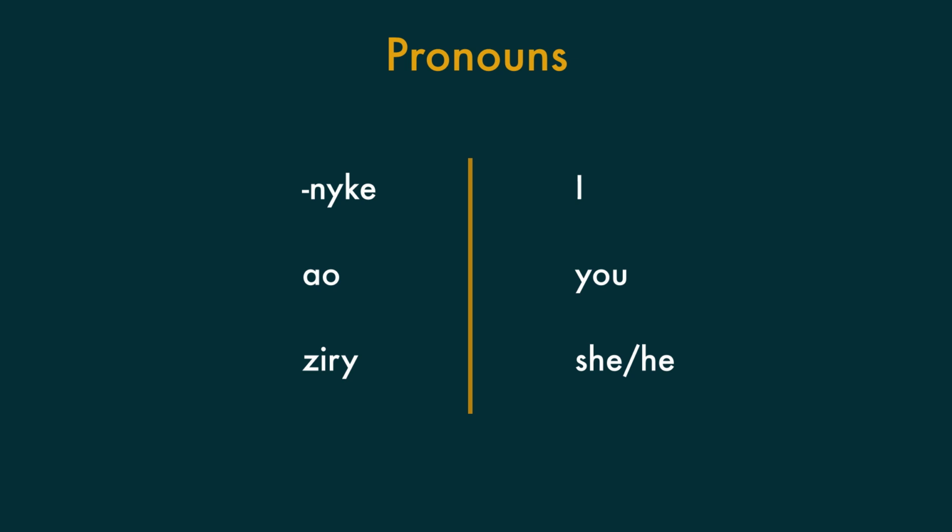When it comes to pronouns, High Valyrian is a pro-drop language. A pro-drop language is where certain pronouns can be omitted when the subject referred to is grammatically inferable. English is not a pro-drop language because we use pronouns everywhere. However, High Valyrian is not a 100% pro-drop language because pronouns do exist. They are Nike for the first person I, Au for second person you, and Ziri for the third person she or he.